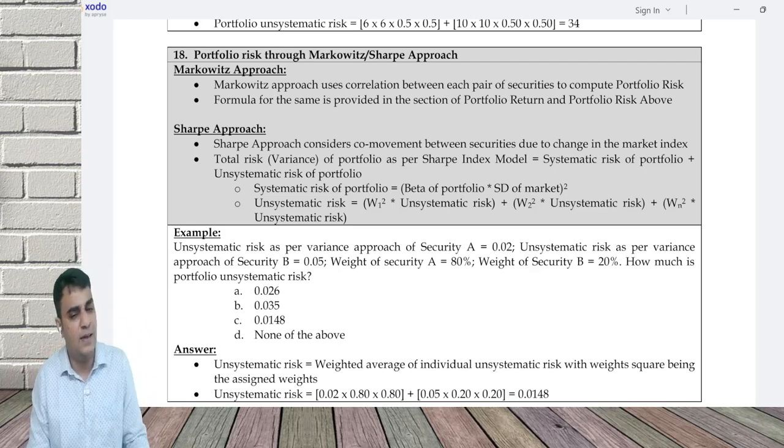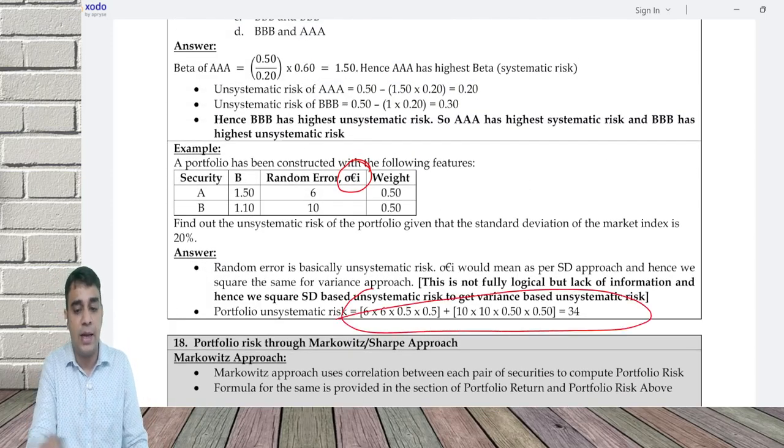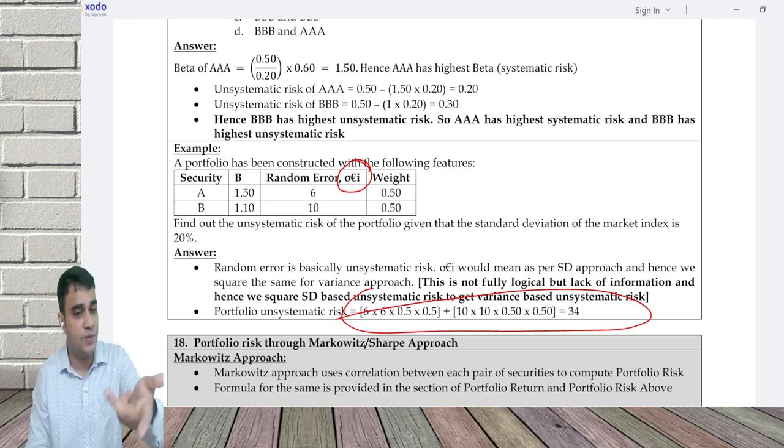What did Sharpe say? Very simple. Systematic risk is equal to beta of portfolio into SD of market square. Unsystematic risk is W1 square into unsystematic risk, W2 square into unsystematic risk, W3 square into unsystematic risk. Take the weights and keep squaring. This is what is done in this example, but I'll discuss it later. I should have shifted this example below, but that is what is presented there.